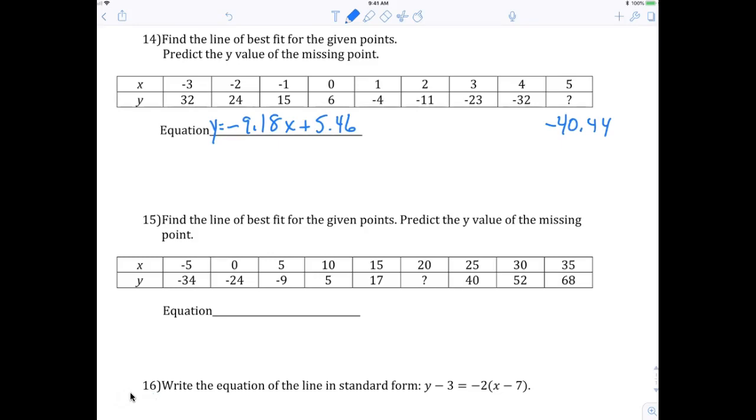Now, try to do 15 all by yourself. Except, listen, hey, look up. Do I put 20 in my table? Do not put 20. You're going to be in trouble. All right. Try that one now. Let's go.